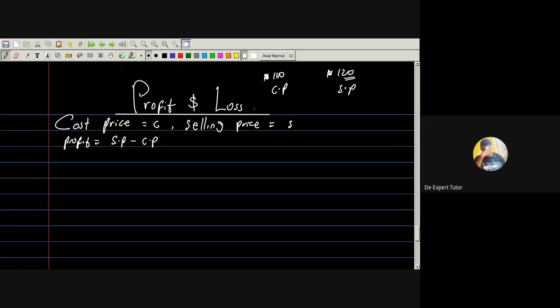But someone that makes a loss bought this thing for 100 naira and sold it for, let's say, 80 naira, or let's say 70 naira.